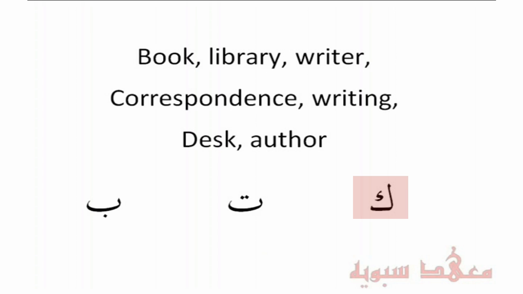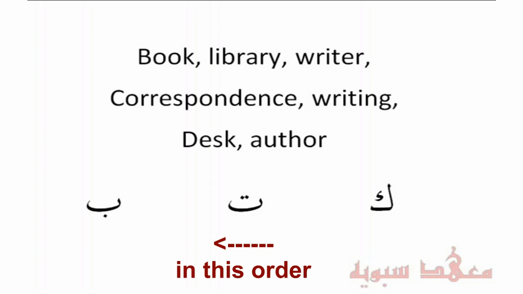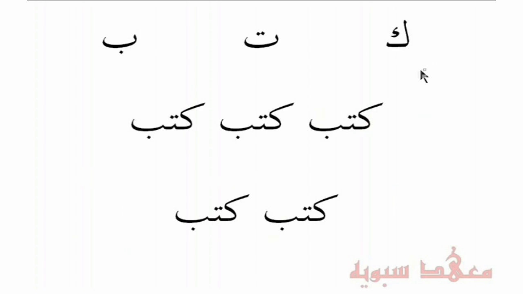This is known as kaf, ta, and ba. In Arabic, all the words that I've written up here, plus other related words, are related not just in meaning, but in the structure of the words, in that they have these three root letters. So we have, as we said, kaf, ta, and ba.